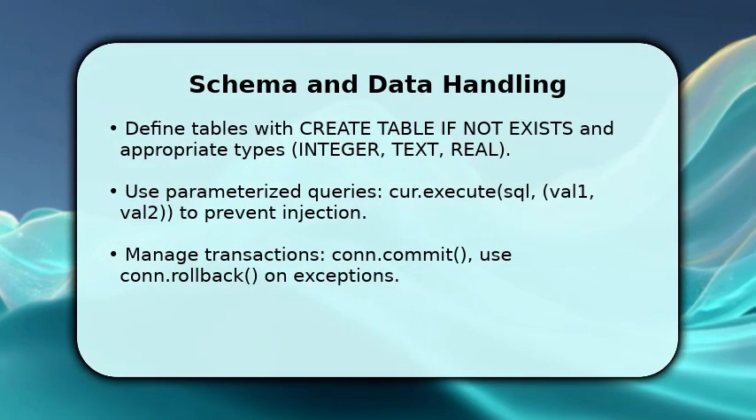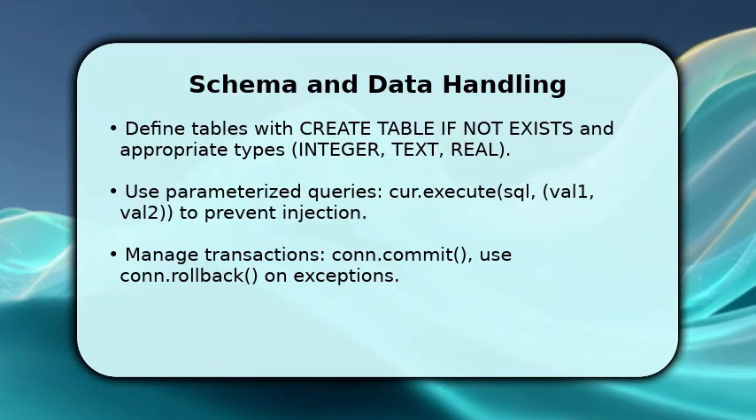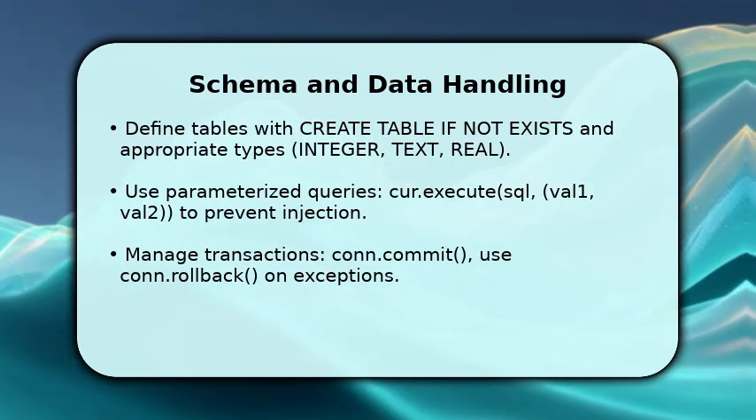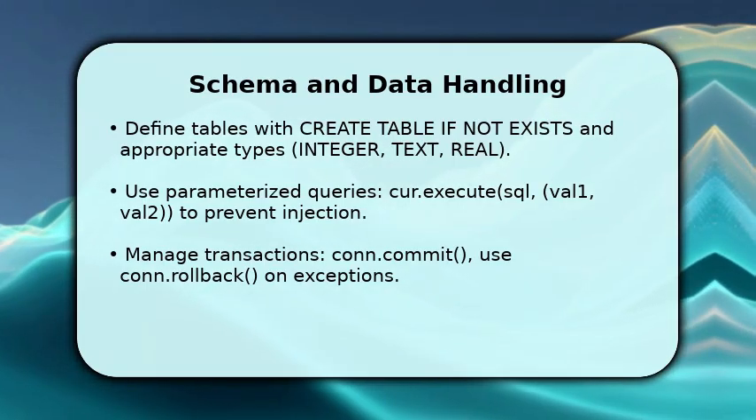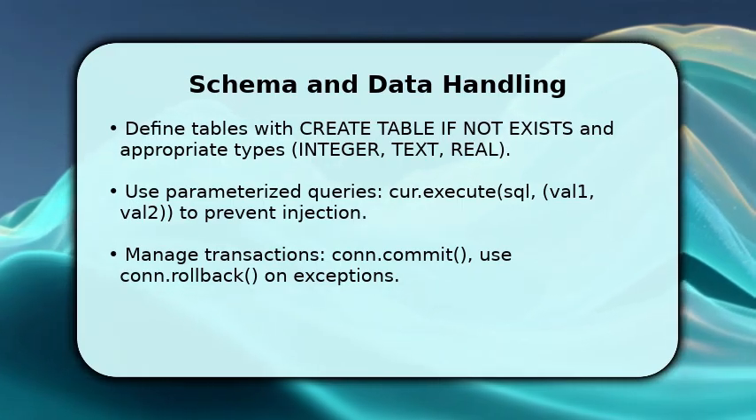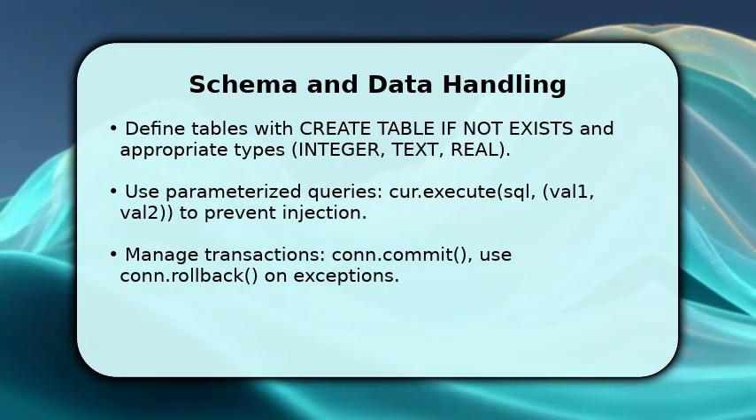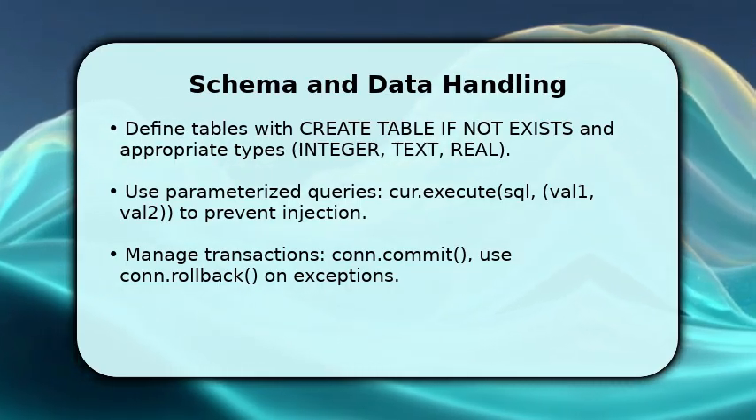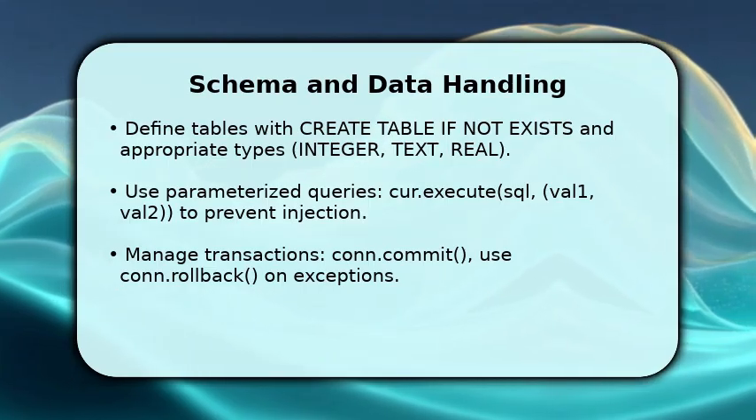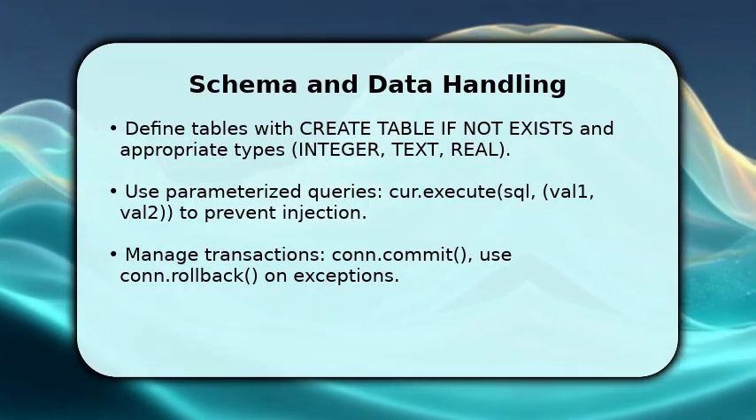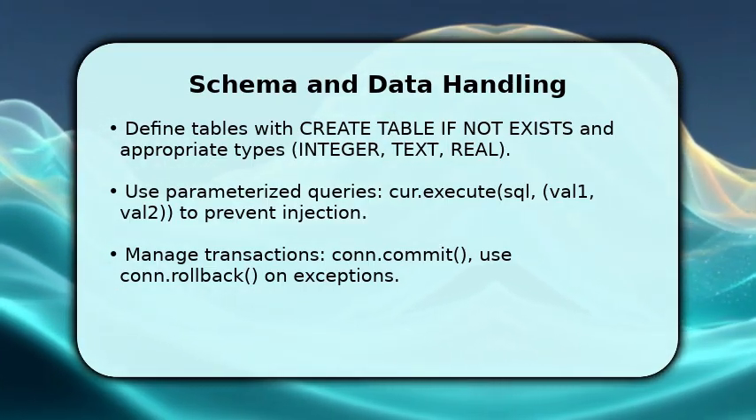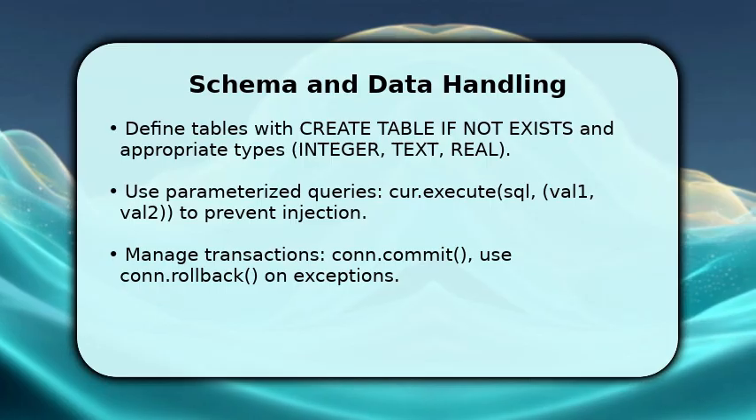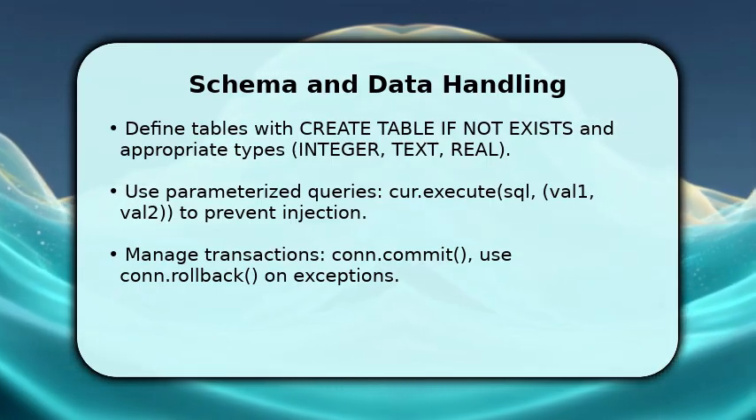Now define your schema and handle data safely. Create tables with CREATE TABLE IF NOT EXISTS and choose types like INTEGER, TEXT, REAL, add UNIQUE or CHECK constraints where appropriate. Insert and update using parameterized queries such as cur.execute("INSERT INTO t VALUES (?, ?)", (value1, value2)) to avoid injection and quoting errors. Commit changes with con.commit(). If an exception occurs, catch it and call con.rollback() so you don't corrupt state. Once structured, use iterators or fetchall/fetchone to retrieve rows for processing.